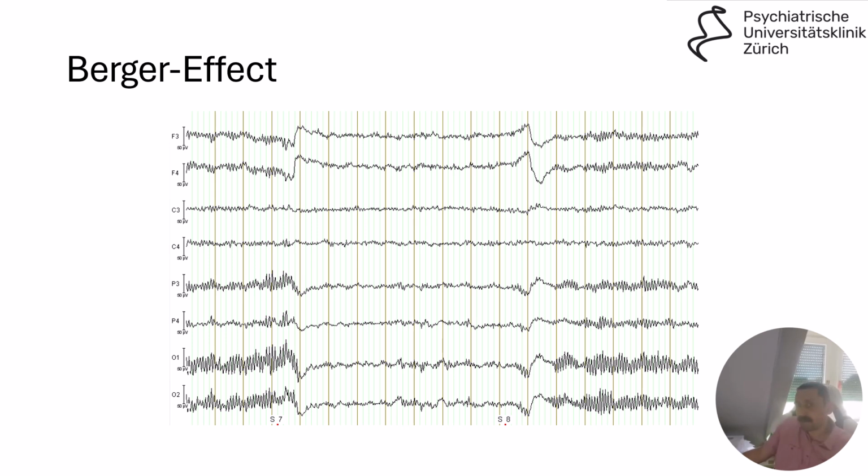So here you see the alpha activity. Then you have this opening of the eyes. You see it on this artifact on the frontal electrodes, and here you have the alpha blockage. So the eyes are open. The visual cortex is doing something else, and then you close the eyes again, and the alpha rhythm occurs back, most predominantly at the occipital sides.